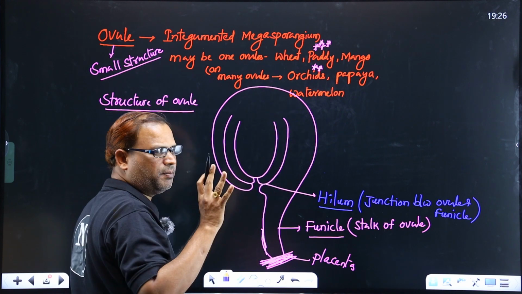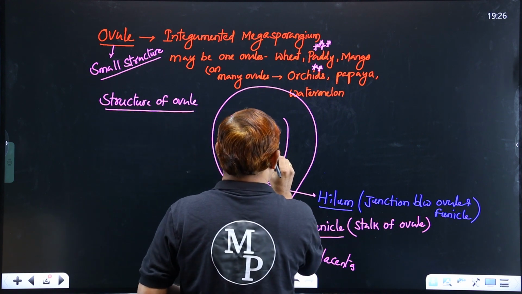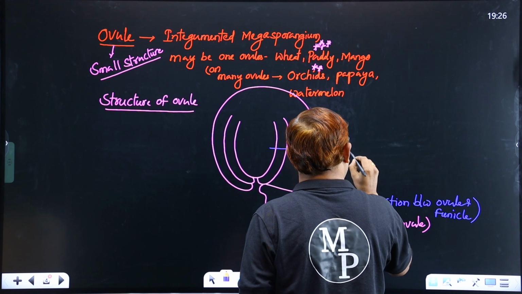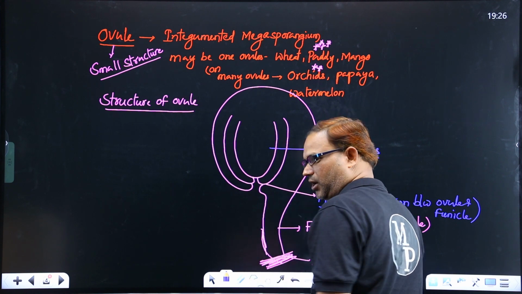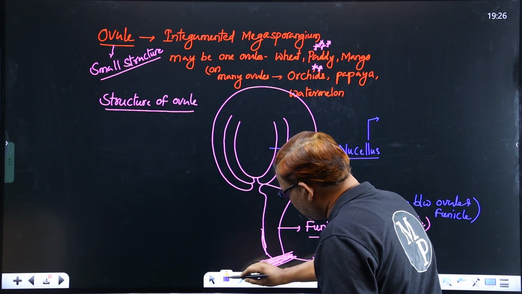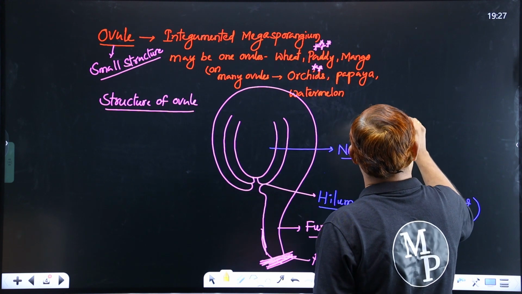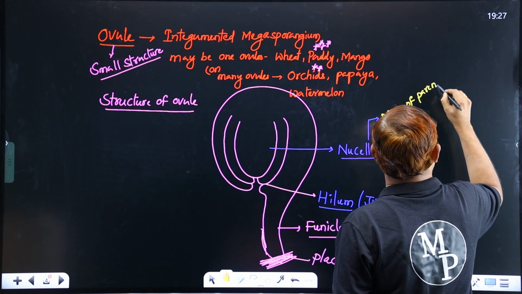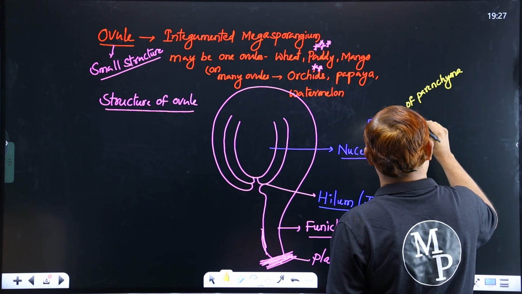It's a very important part inside the ovule, right? This inside part is the major part. The major part is called what? Nucellus. Most important. Nucellus means a mass of parenchyma cells. These are called what? Mass of parenchyma cells. Okay? Mass of parenchyma cells.